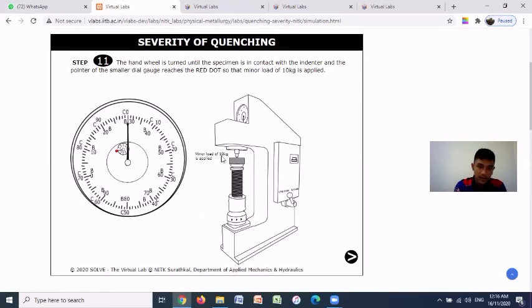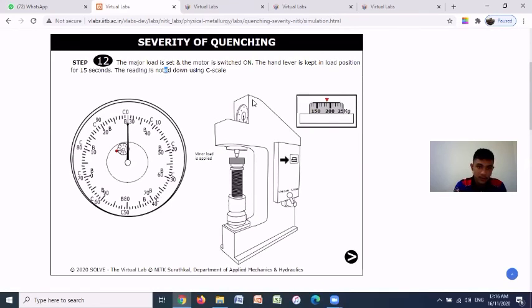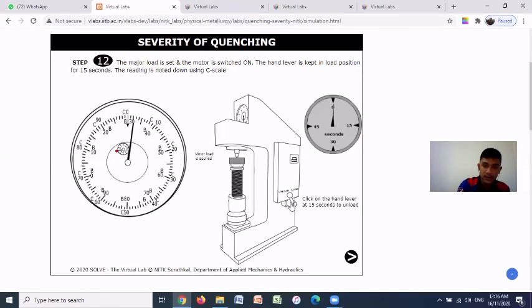Minor load of 10 kg is applied. So step ke-12, the major load is set and the motor is switched on. The hand lever is kept in load position for 15 seconds. The reading is noted down using C scale. Alright, so kat ni. Alright, so kita loadkan dia. Click on the hand lever at 15 seconds.